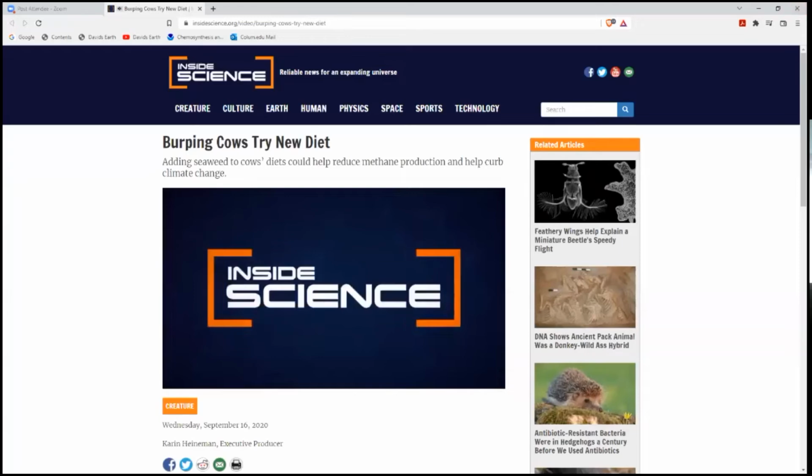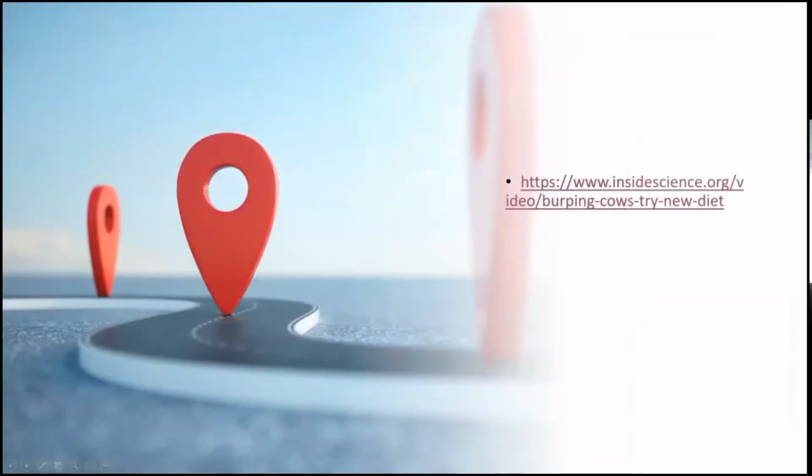So they're doing a lot of research on this. So when scientists get together, we can actually solve the problem if we keep the politicians out of it.